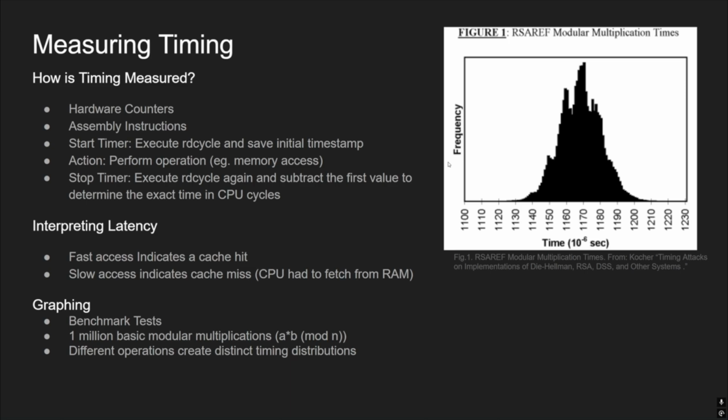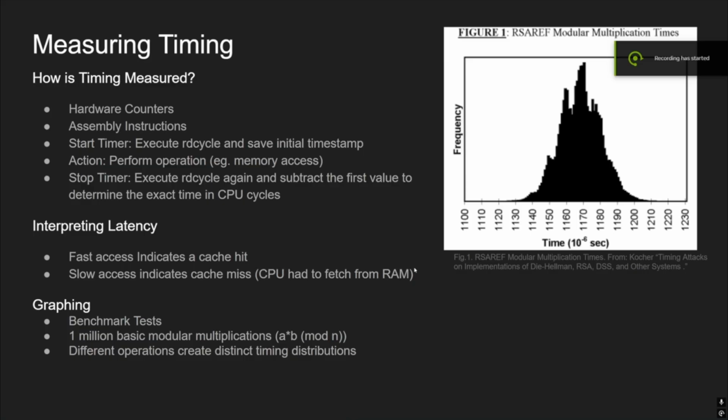In low-level assembly, the CPU provides instructions to read this data. In RISC-V, for example, a C program can embed the read cycle instruction. The attacker runs read cycle, saves the value, performs some arithmetic operation to access a specific memory address, and executes read cycle again. By subtracting the first timestamp from the second, the attacker knows exactly how many CPU cycles that memory action took. For example, if it took 2 cycles, the data was in the L1 cache. If it took 150 cycles, it was a cache miss. By doing this repeatedly across different memory addresses, the attacker is able to map out what the victim program is doing.